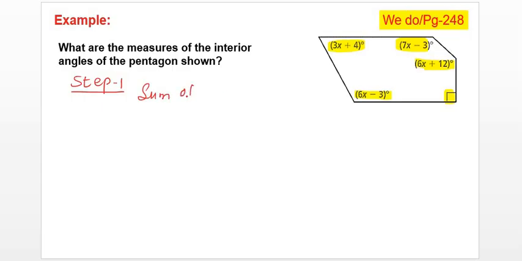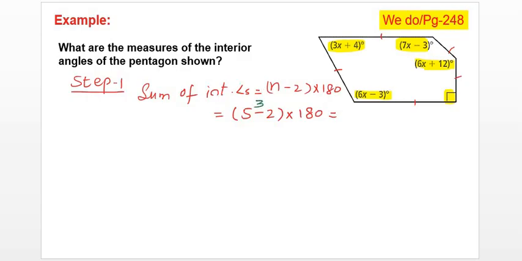So what is the sum of the interior angles? It will be n minus 2 times 180, right? Now what is n? N is the number of sides. So we have 1, 2, 3, 4, 5 sides. So it will become 5 minus 2 times 180. 5 minus 2 is actually 3, so 3 times 180 is going to be 540 degrees. So we know now that the sum of all these angles will be 540.